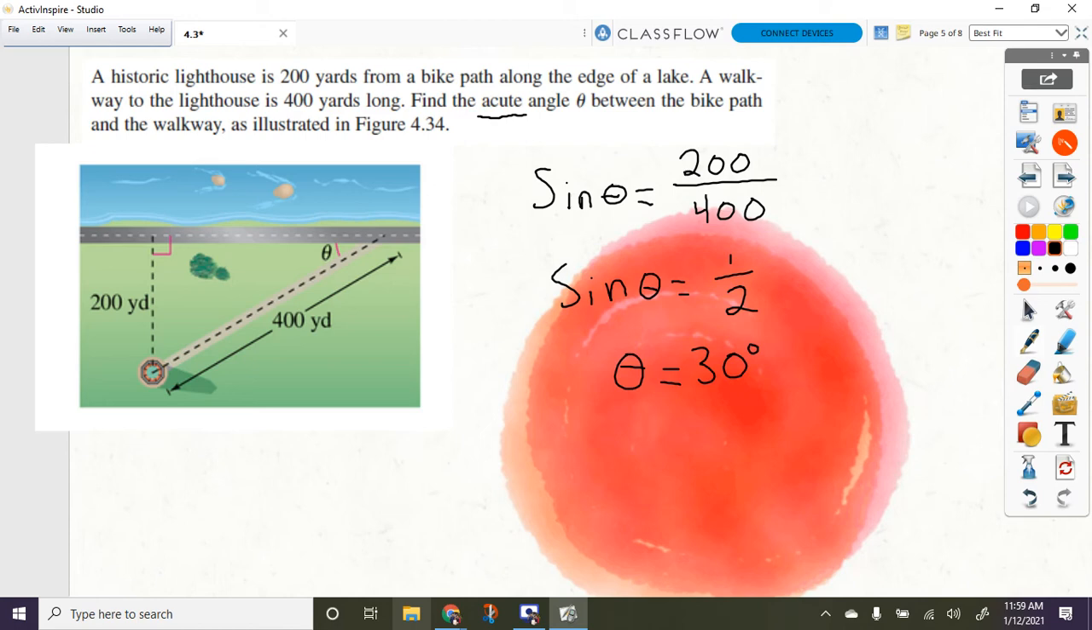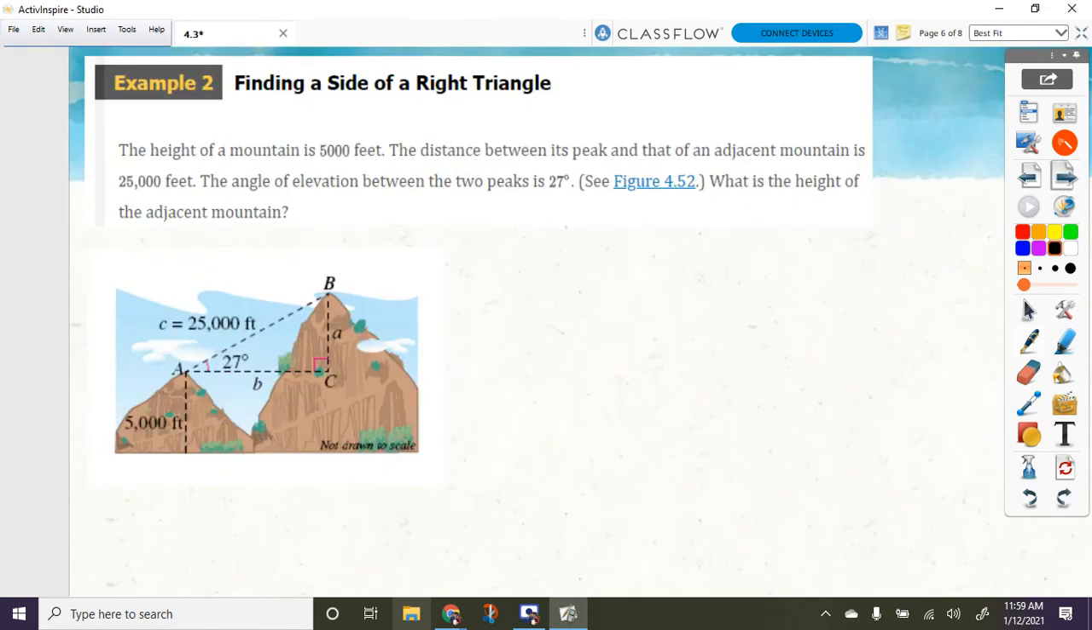All right. I want you to try one on your own. This time we're talking about the height of a mountain. All right, so which trig function do we want to try and use this time? We said sine, do we agree? Okay, because which letter are we looking for? Little a. That's going to be our height of our second mountain.